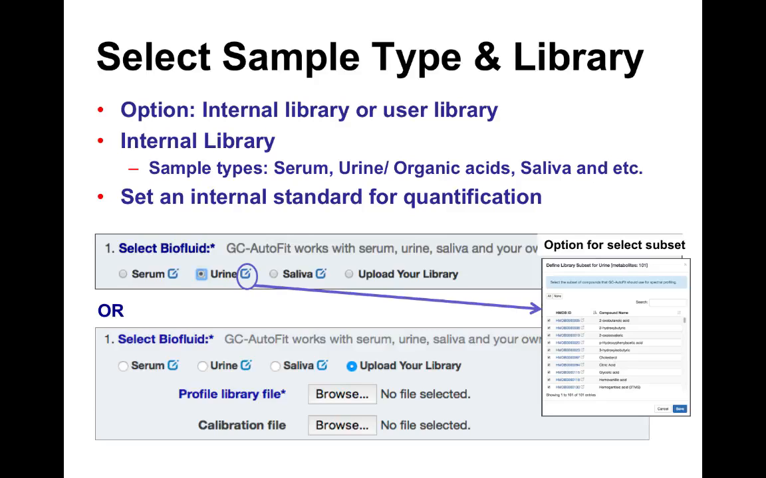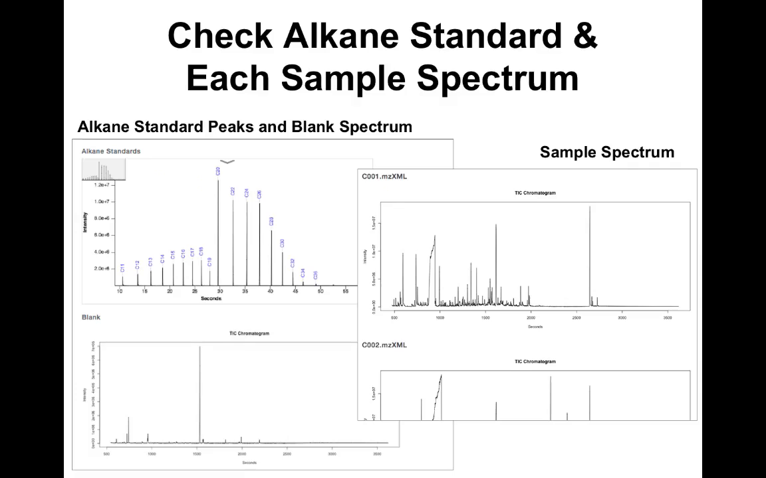Generally, people running GC-MS will have their library. There are preferred libraries for different types of biofluids, some for serum, some for urine, some for saliva. In this case, we're running urine. We're choosing a particular urine library. And we're telling it the type of biofluid that it is, and whether there's a specific calibration.